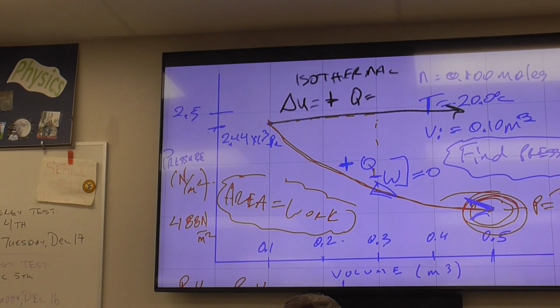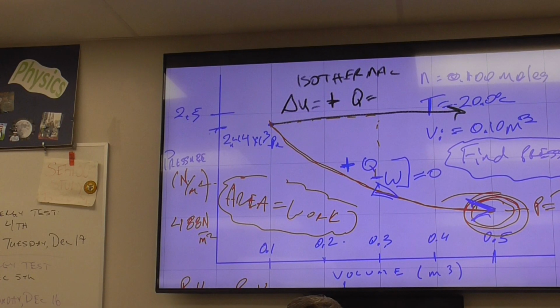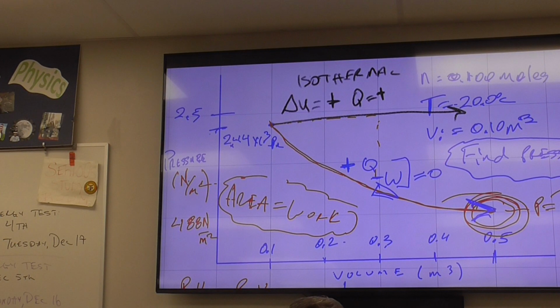Okay, so is Q a positive or negative number? Positive. Q has to be positive. It's negative. We just found it. It's positive. It's 2440. Work is negative, because the volume's getting bigger. Oh yeah.